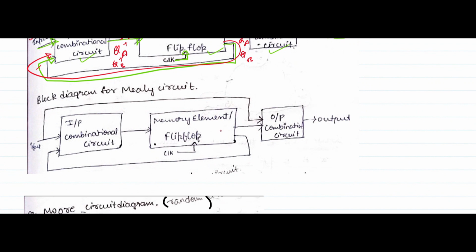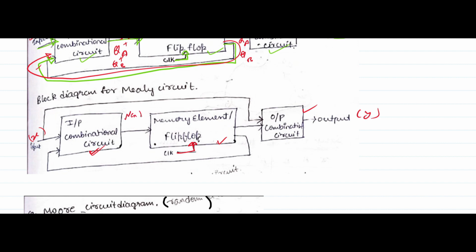So what is the difference between Moore and Mealy? Mealy's output depends on the present state as well as on the input. It will also have three blocks: input combinational circuit, memory elements or flip-flops with a clock, and output combinational circuit. To this input combinational circuit I will give some input x, and the output is y. The output from this input combinational circuit is the next state.